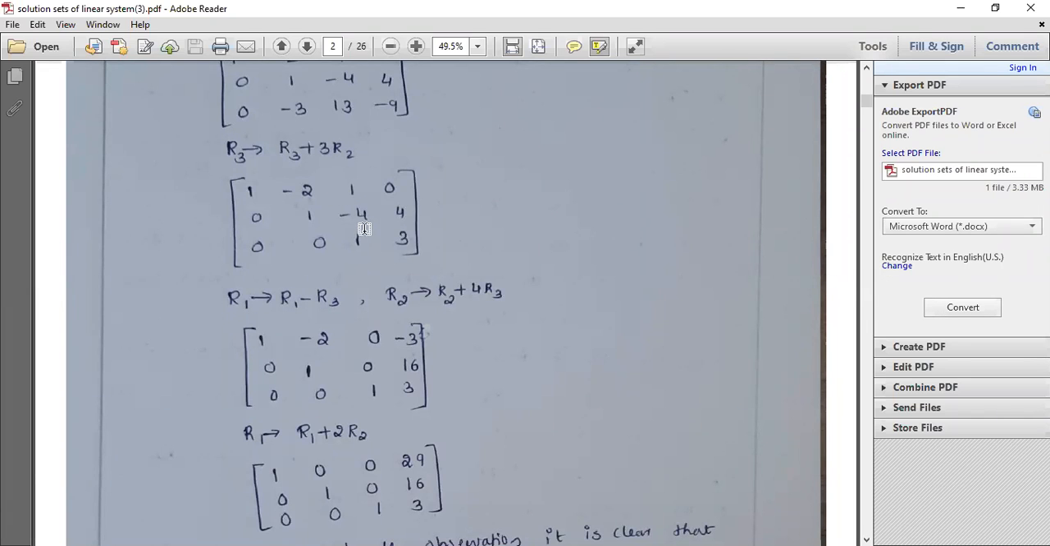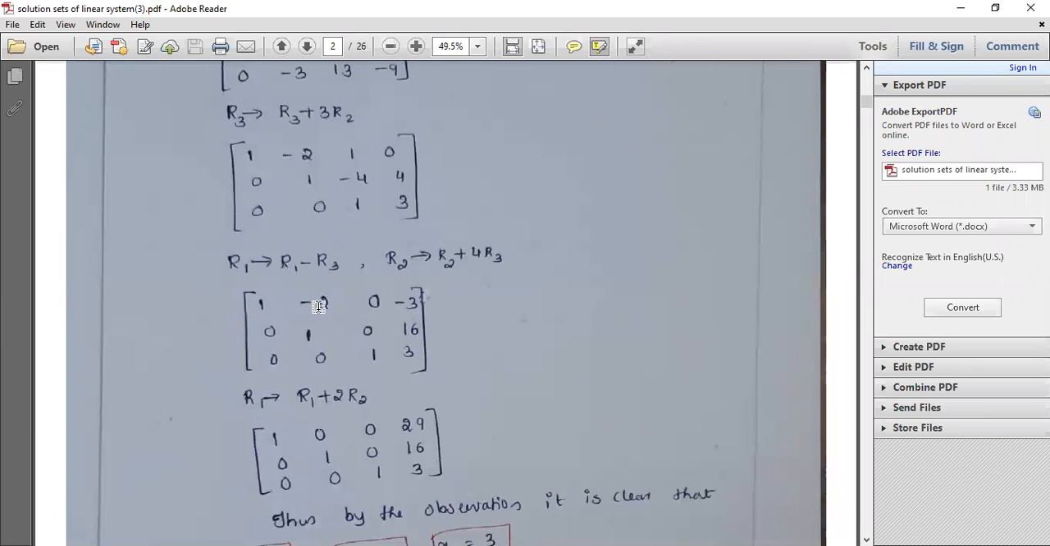Correct? Then in order to make this 0, I'll use this R3. So R2 changes to R2 plus 4 times of R3. So this term will become 0. This will be 1 minus 2. This 1 minus 1 will be 0. And 0 minus 3 will be minus 3. Then this 0 minus 0 will be 0. 1 minus 0 is 1. Minus 4 plus 4 is 0. Then 4 plus 12, that is 16. Then this R3 as it is.